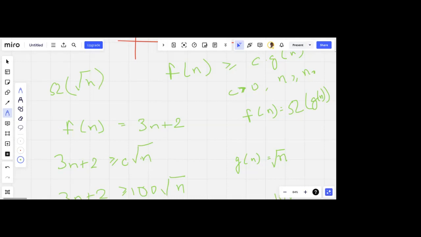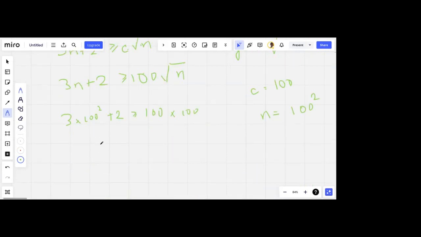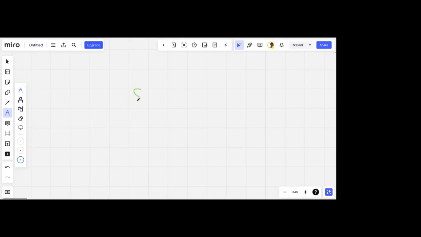Okay, now guys, just see this, right? We have to take the minimum. Yes, now guys, can I say this, that every algorithm in this world is omega of 1? Can I say this? Every algorithm in the world is omega of 1? Yes, right. Because at the very least, it will take one amount of time.